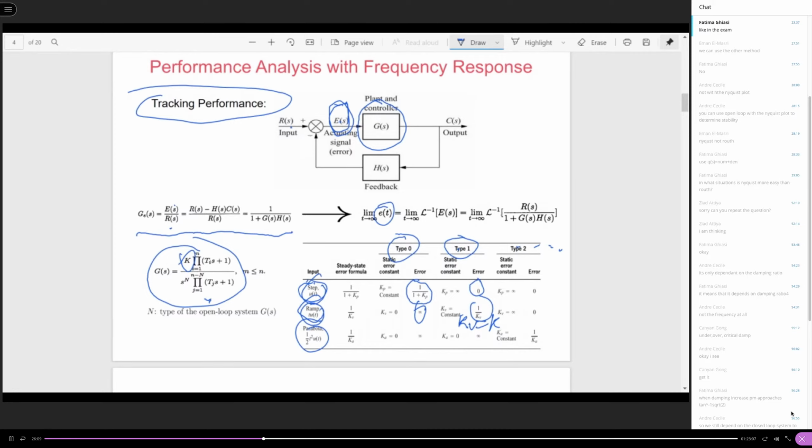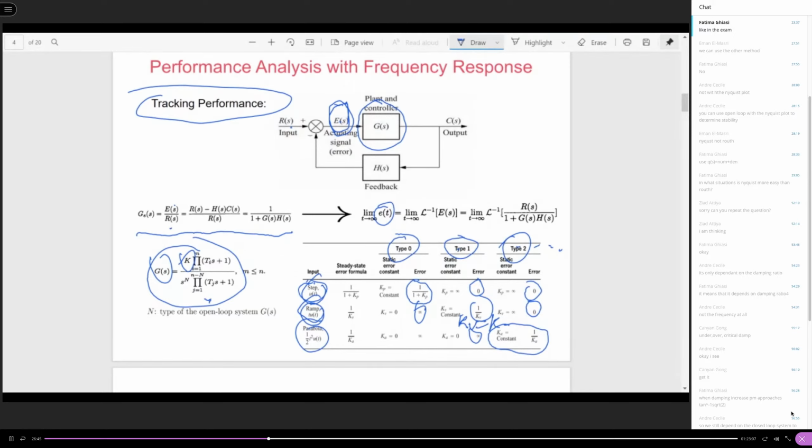Now, can you use a type 1 system, with one integrator in the open loop, to track an acceleration signal? No way. The error is infinity. Now, for type 2, yes, you can track the unit step and the unit ramp signals perfectly, with the error being 0. But you track the acceleration signal with an error.